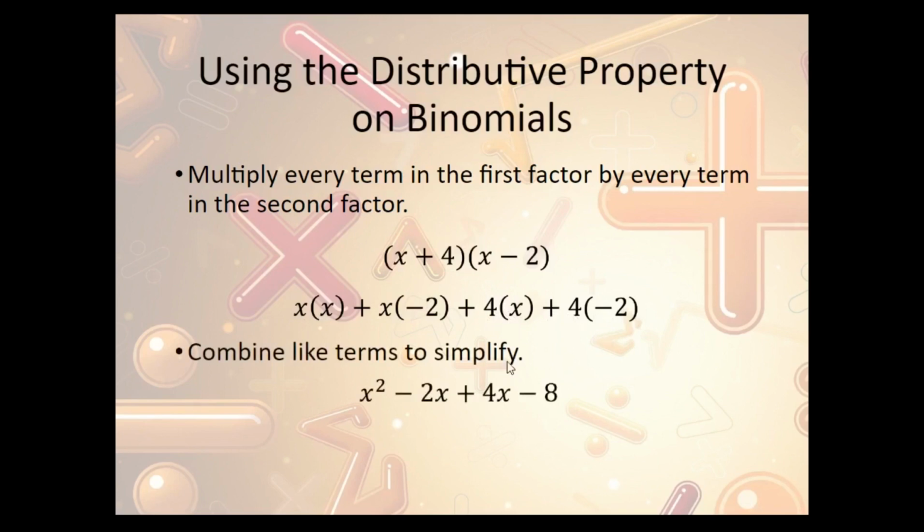Now we just combine the like terms. x squared, we have to leave that by itself, but we do have a negative 2x and a positive 4x, so we can combine those. So negative 2x plus 4x is positive 2x. So we get x squared plus 2x minus 8.